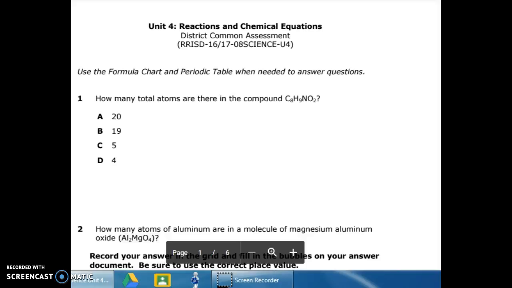Question 1, how many total atoms, so you're counting total atoms, are there in the compound C8H9NO2? Make sure you list the elements and count them. A, 20. B, 19. C, 5. D, 4.